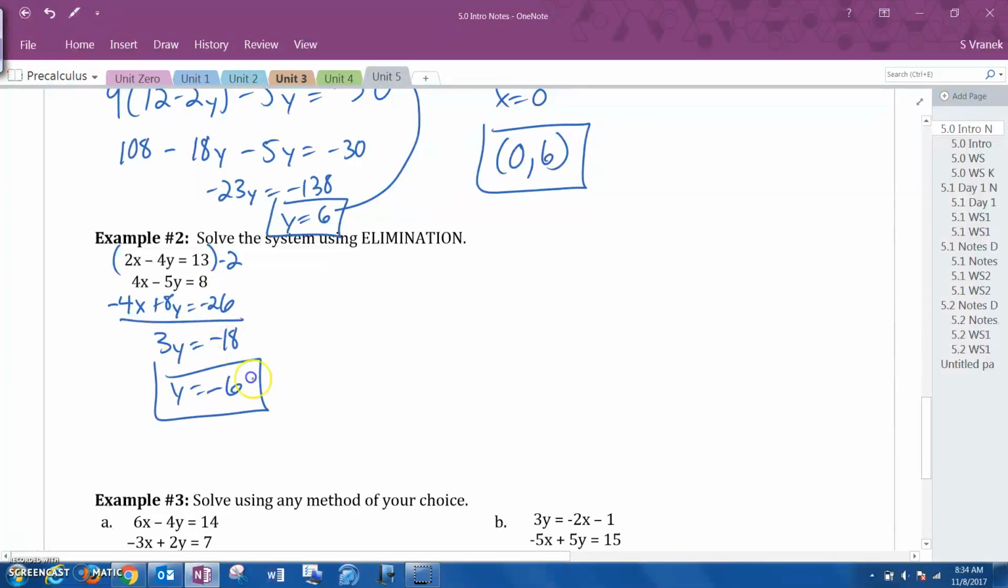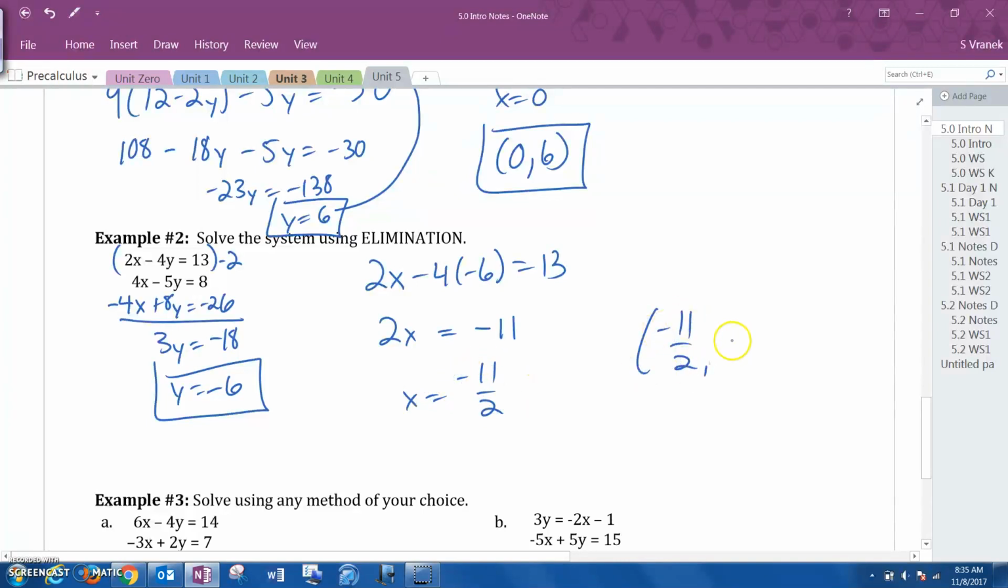And then when you get that, you can plug it into either equation. I'm going to plug it into the top equation. So you get 2x is equal to 24 plus 33, 11. Negative 4 times negative 24. So I'm sorry, negative 11. And then you get x equals negative 11 halves. So our final answer is negative 11 halves, comma, negative 6.